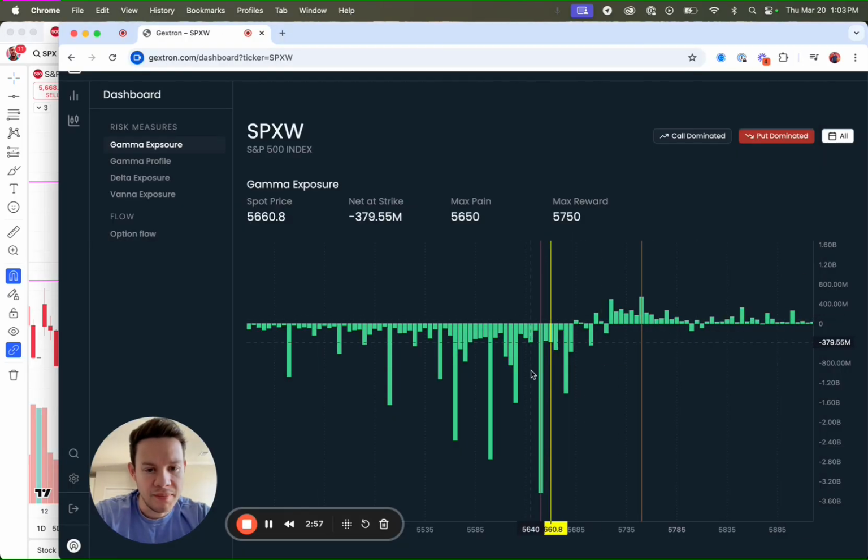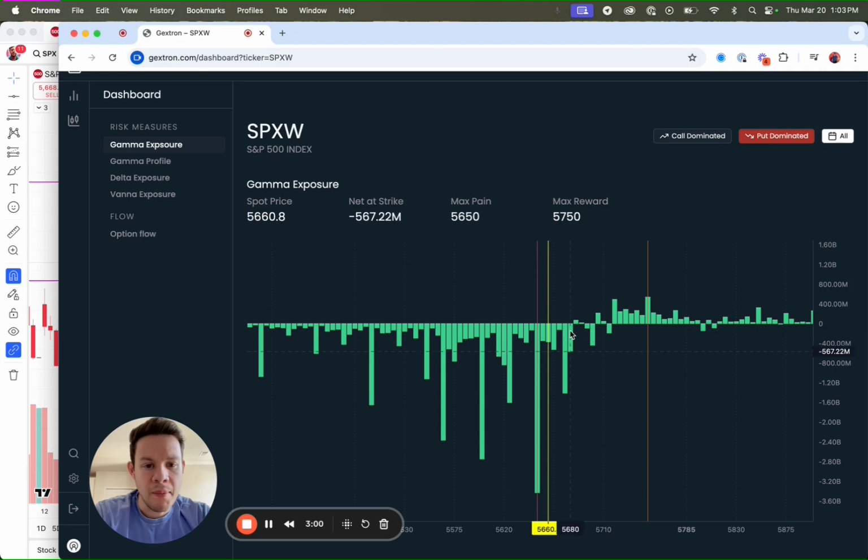Now that we have those levels, this yellow line right here is the spot price. When this snapshot was taken, it tells you where we were when the data was received: 5660.8 for the SPX. So this yellow line just represents where we are in this histogram. At the moment, you can see we're heading towards 5650, which is the biggest negative bar, which could represent support if we do tap into that.